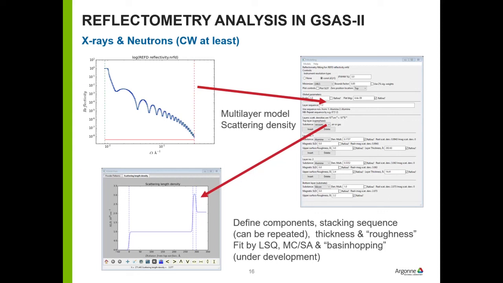So this is the vacuum, this is the first layer, and there's a little bit of roughness on the upper surface of it. And then there's a bit of roughness between that layer and the next layer, and this is then the substrate. And so you can tell, basically, this is what's on the surface of this particular material.